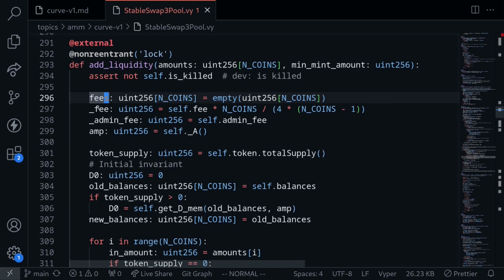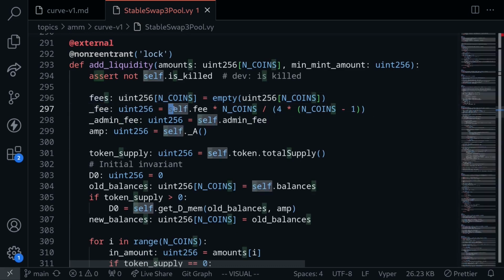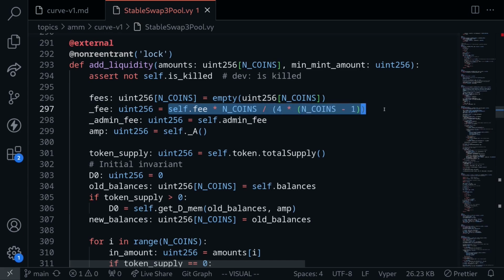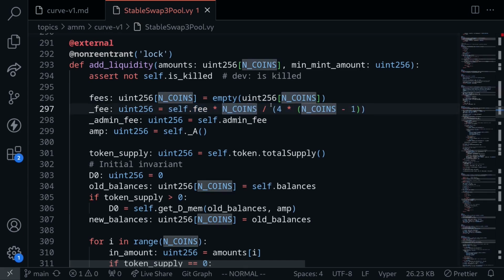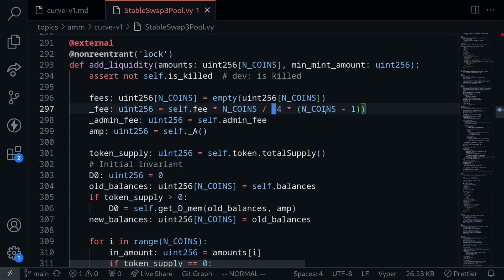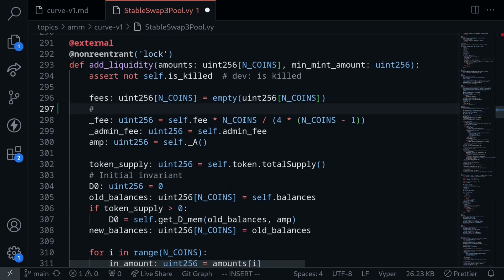Next, we have a variable called _fee. This number is used to charge for the imbalance fee. If you take a look at this, it has a weird formula. Fee multiplied by n coins divided by 4 times n coins minus 1. Basically, what this does is it makes sure that when you add liquidity and then remove liquidity, it won't be like swapping tokens without any swap fee. Let me explain this further.